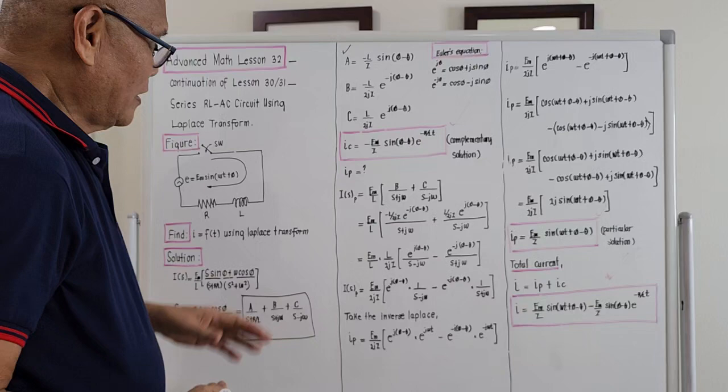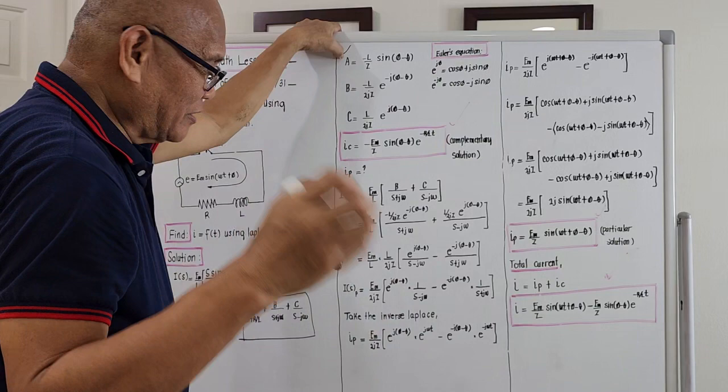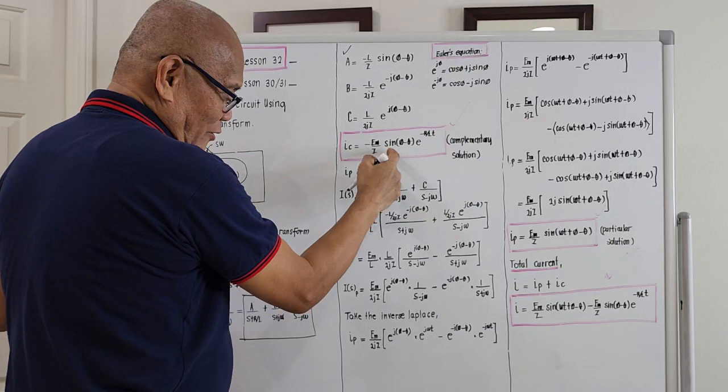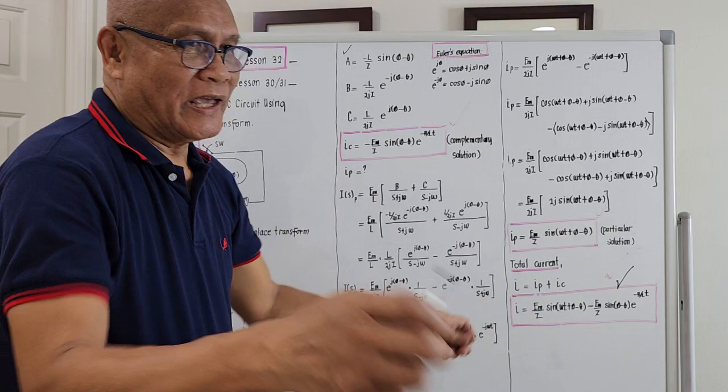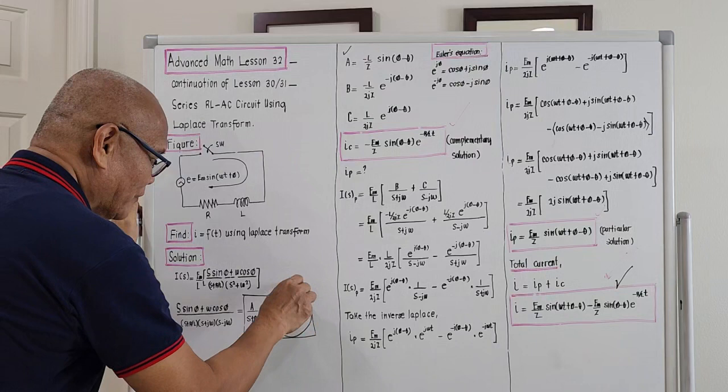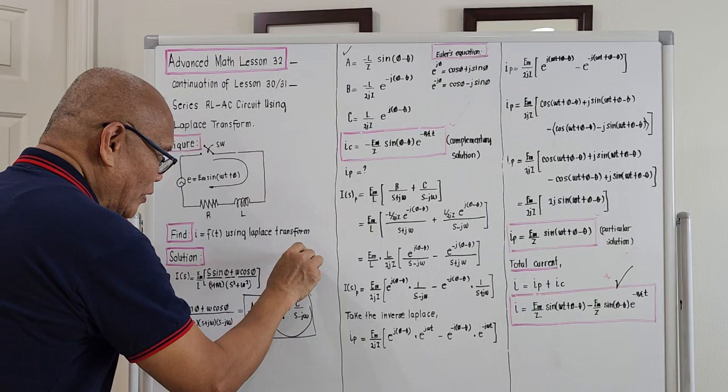equal to this, under lesson 30, we have computed that the complementary current is actually negative E sub M over Z, sine of the quantity angle P minus theta, E raised to minus R over L times time. It is this. So our only problem now is the particular solution. And the particular solution is actually represented by these two here. If we try to simplify this one, we can compute for the particular solution.